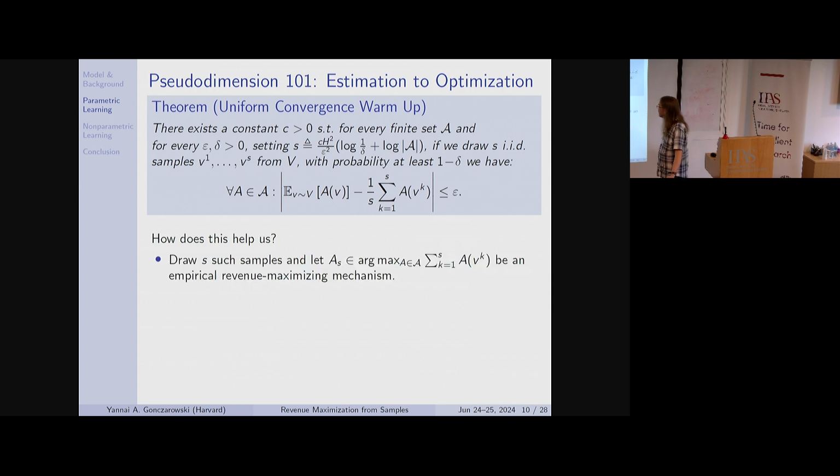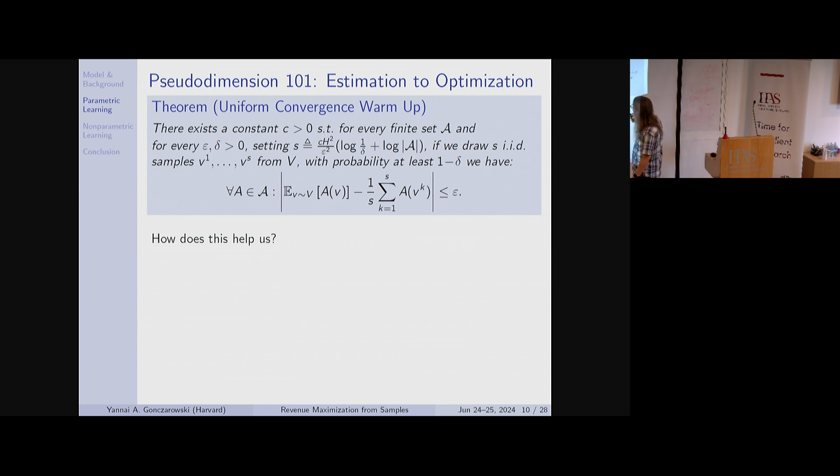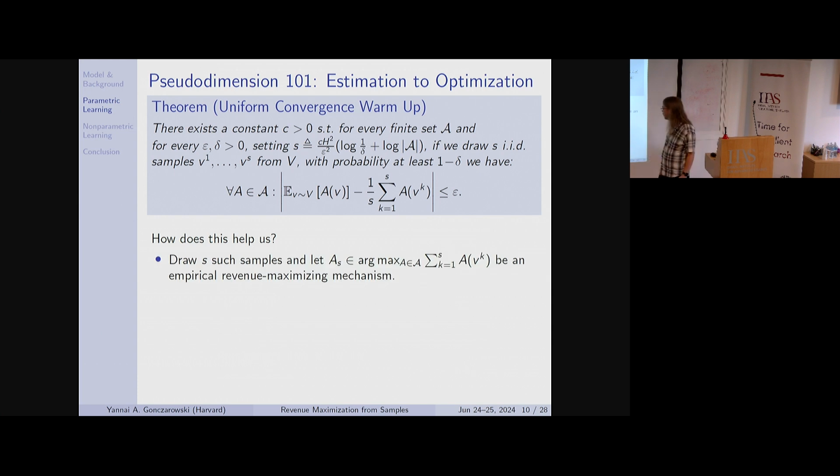The question is, how does this help us? Say again that the set was A. Our goal was not to estimate the revenue for each of these. Our goal was to find one that is approximately optimal. So you can imagine how we're going to continue. We're going to draw this number of S samples. We're going to call capital A_S the empirical revenue maximizing mechanism, the mechanism that maximizes revenue over the empirical distribution. We're going to call A* the truly optimal mechanism that we do not know.